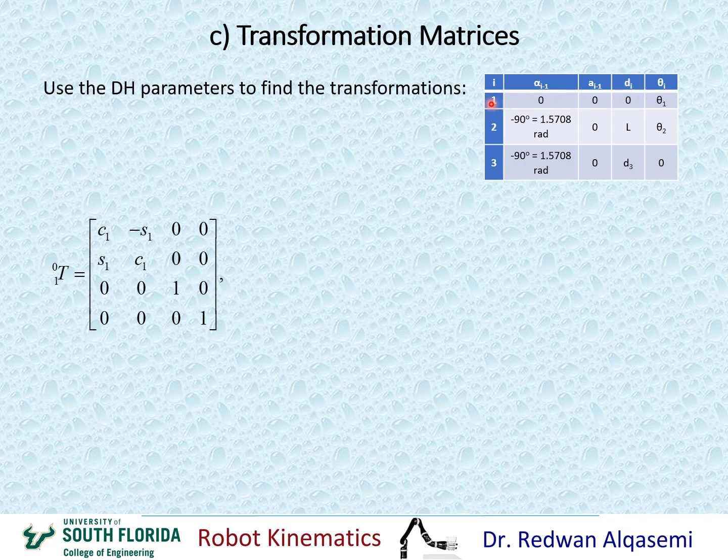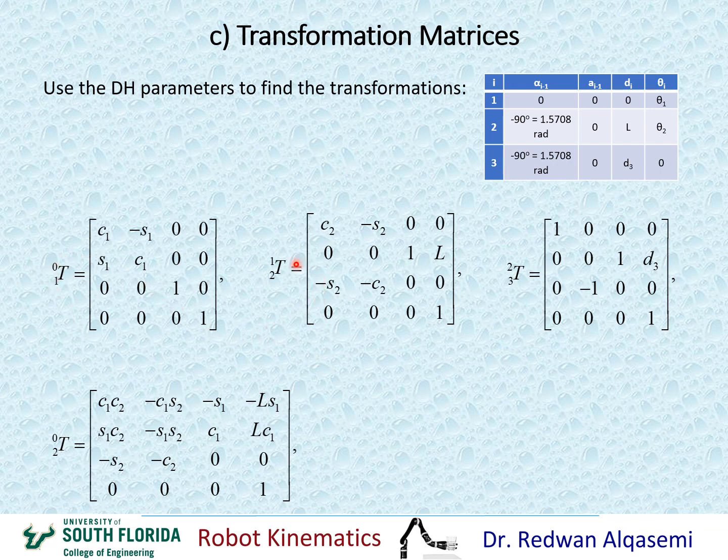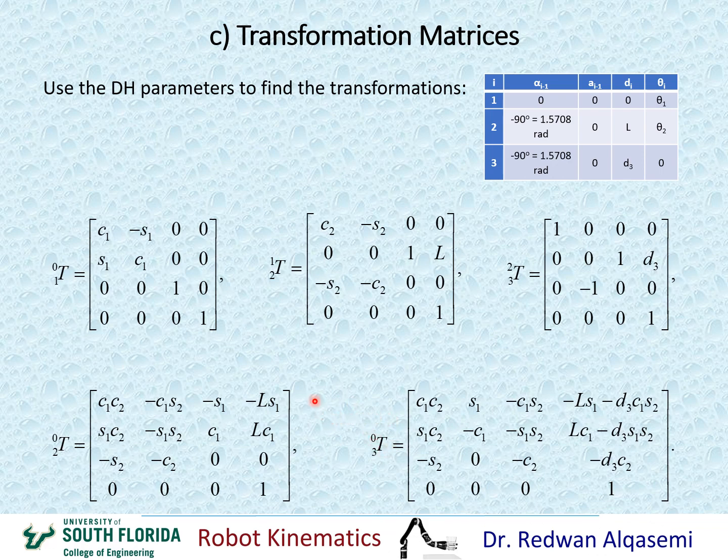So we can do the same for each one of these lines in the DH parameters to find each corresponding transformation matrix. So we can find T01 from the first line when i equals 1, and then T12 from the second line when i equals 2, and then T23 from the third line when i equals 3. Then to find T02, we just multiply T01 times T12 to find T02. And to find T03, we can multiply T02 times T23 to find T03.